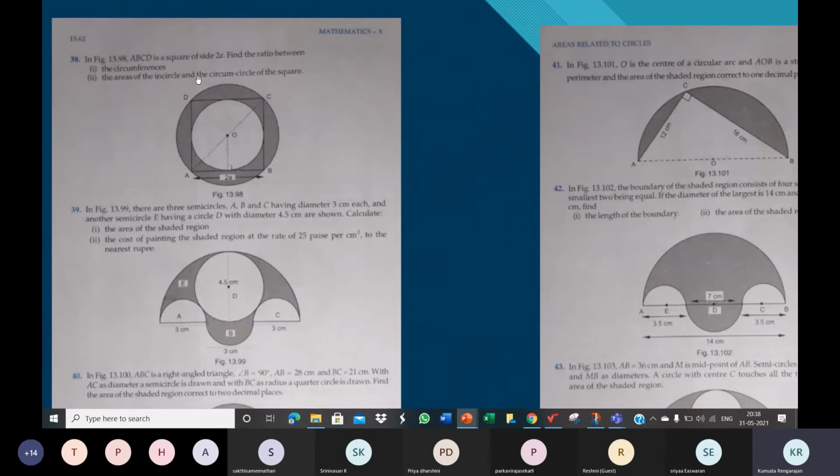Use Pythagoras theorem with 2a and 2a. Find the hypotenuse using Pythagoras theorem. So the hypotenuse will be 2 root 2a. AC, that's a diameter. So what's the radius? Half of that. So root 2a. It's root 2A, ma'am. Correct.